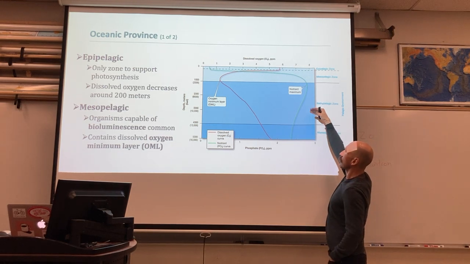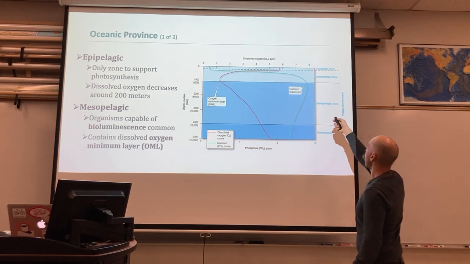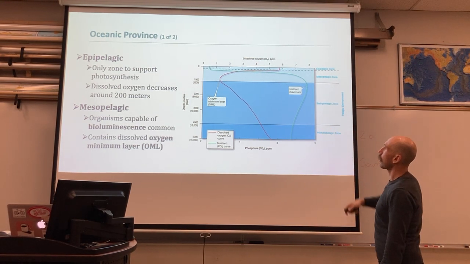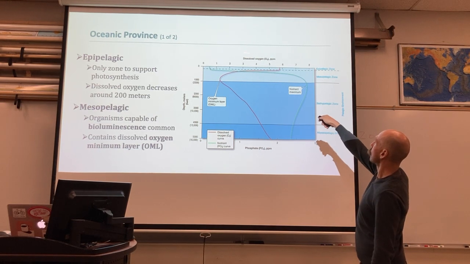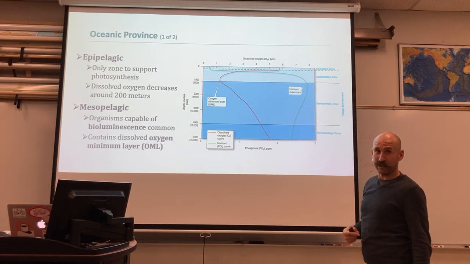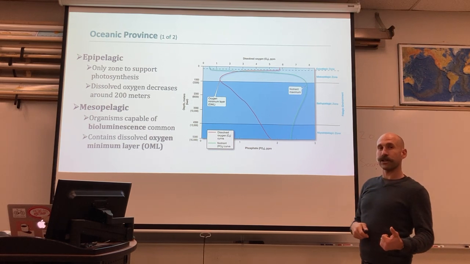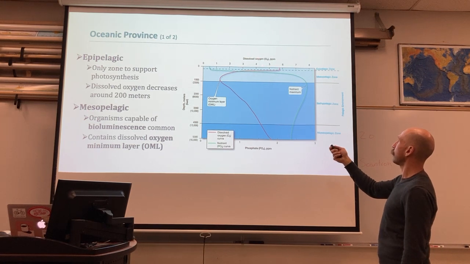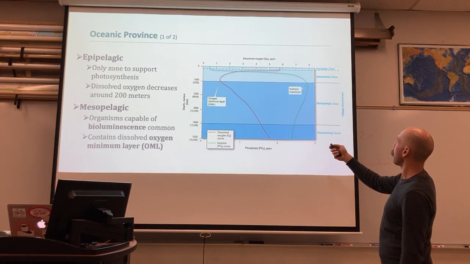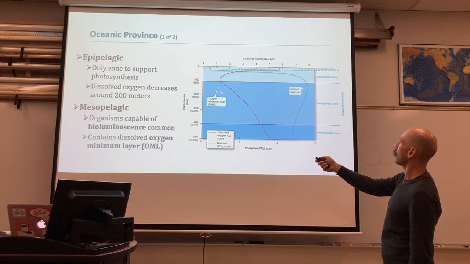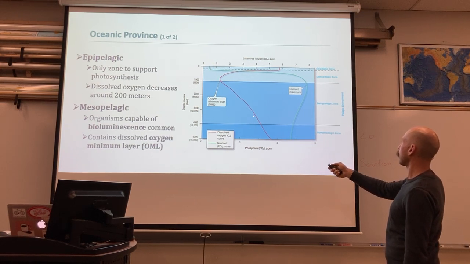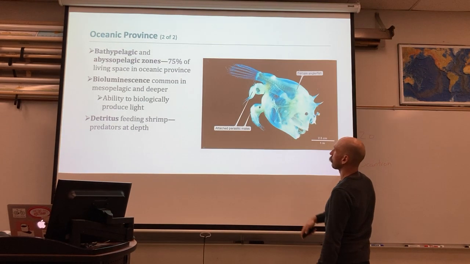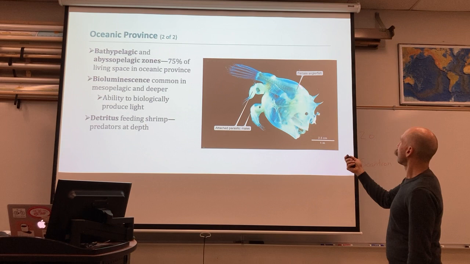If we think about layers with depth, epipelagic, this is where photosynthesis is happening. This is where we have lots of phytoplankton utilizing the solar radiation to produce their own energy. And so lots of biological activity happening up here. Below that is the mesopelagic, and to this point where there's an oxygen minimum layer. And then it goes bathypelagic all the way down to the deep ocean, abyssopelagic.